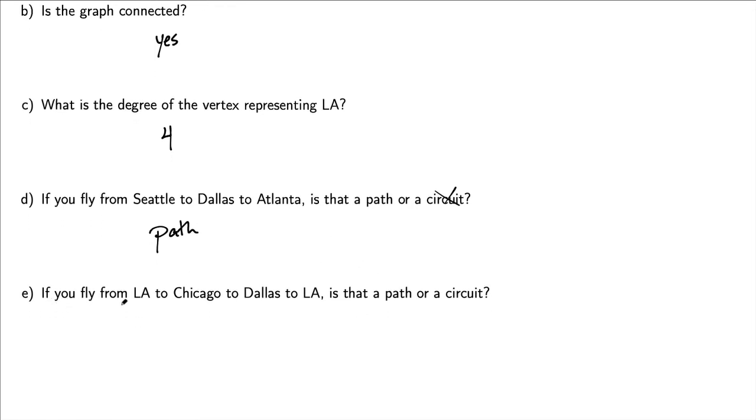And finally, if you fly from Los Angeles to Chicago to Dallas, then back to Los Angeles. Well, we started and ended in the same place. That's not just a path, that is a circuit. Now, of course, every circuit is a path. But if it's a circuit, we want to indicate that it is because that's a much more powerful way to classify it.